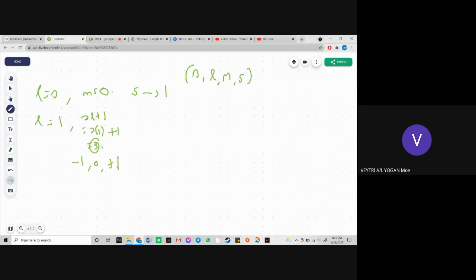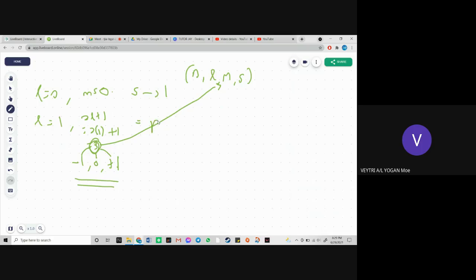Dekat sini, M kamu masih 3. Tapi when you represent it as a value or subshell, dia akan jadi -1, kosong, +1. We are going to learn this in the next subtopic. Don't worry. For now, stick on 3. Okay? Next. Kenapa 3? Can you see over here? -1, kosong, +1. That's why it's 3. We're going to learn it in detail in the next subtopic. Don't worry.